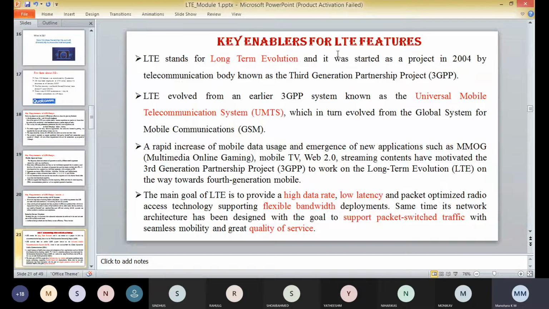So here the main goal of LTE is to provide high data rate, low latency, and a packet optimized radio access technology supporting flexible bandwidth deployments. At the same time, its network architecture has been designed with the goal to support packet switched traffic with seamless mobility and great quality of service.